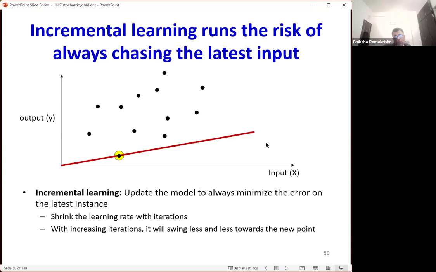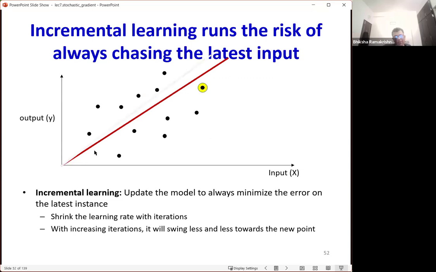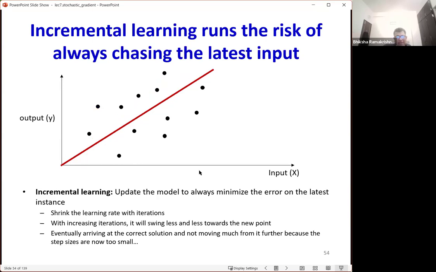So your first update may go all the way to this guy. The next one, instead of swinging all the way to this data point, it's only going to go part of the way there. Then the next one, instead of swinging all the way here, it's only going to go part of the way here. Then instead of swinging all the way here, it's going to go even less. It's going to make even less of a swing to that point, and so on. And eventually, with increasing iterations, if you keep decreasing your learning rate, it will arrive at the correct solution, where adding new data points is not going to swing it too much, because the learning rate is so small that it's not going to really change your solution.